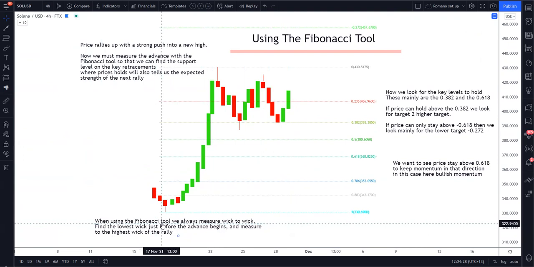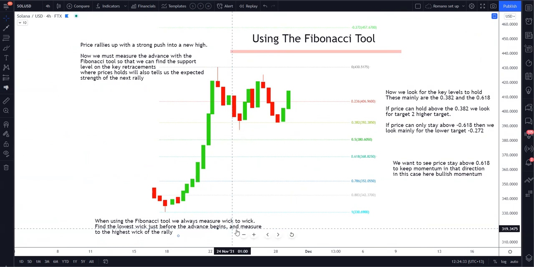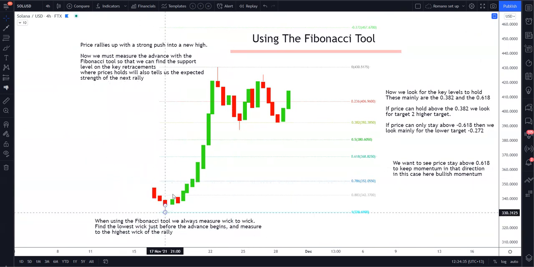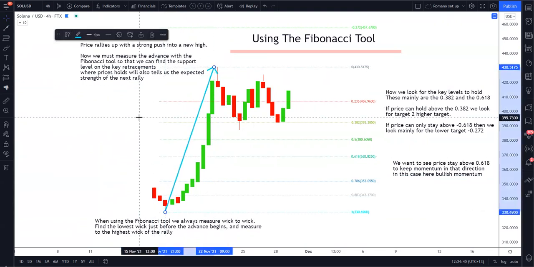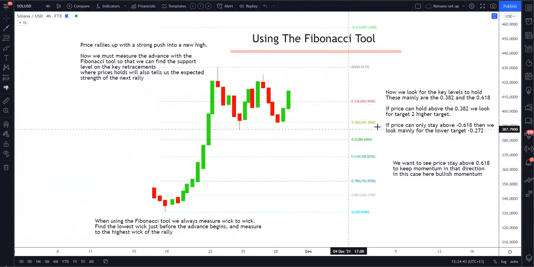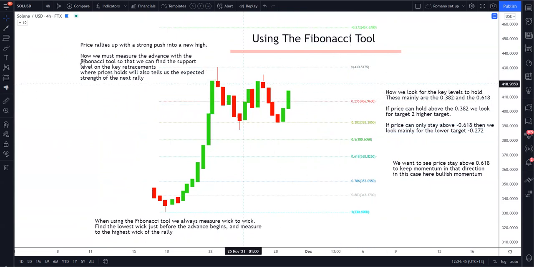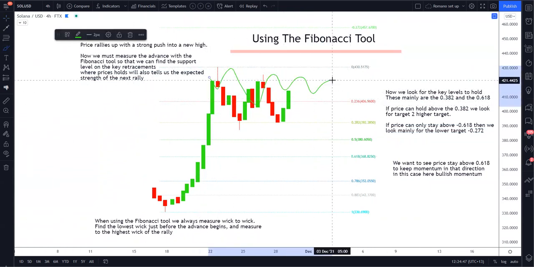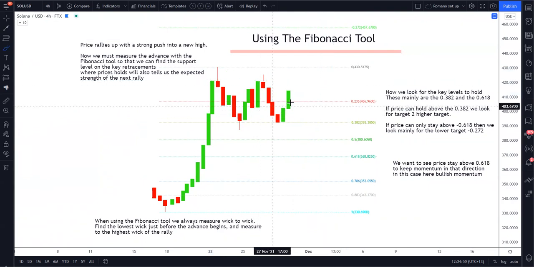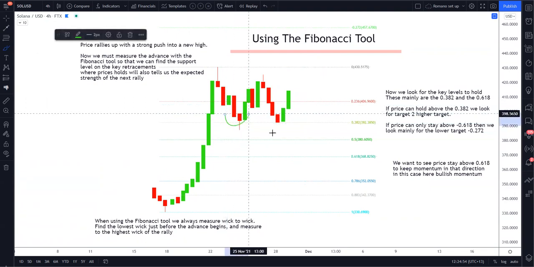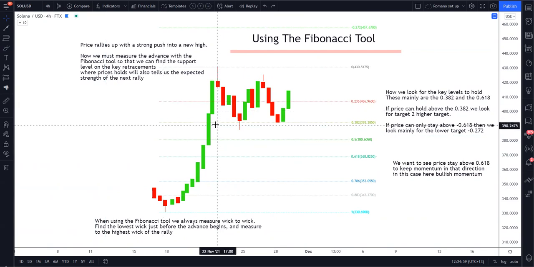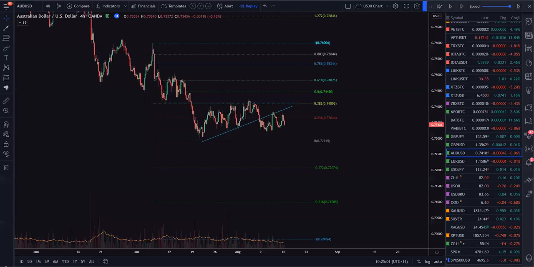So I've written down here, can't leave this one out. When using the Fibonacci tool, we must always measure wick to wick, and we find the lowest wick before the advance begins, right? So we want to find that dip, find that wick, and then measure to the top wick here. So I'm just measuring from this bottom wick here up to this wick here, and then I'm looking for the key levels, right? The higher that the retracement holds above certain key levels, that tells us that the advance is most likely going to be higher because there's people willing to buy and hold the price up at higher levels. All right, so let's go have a look at it in action in some of the markets.